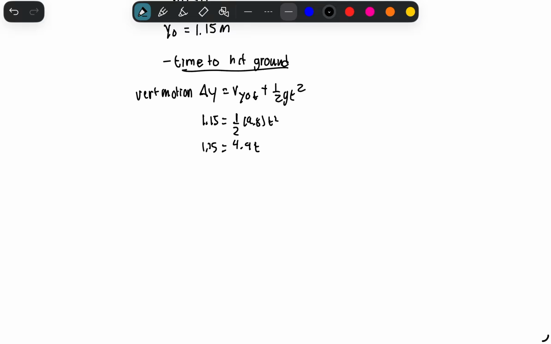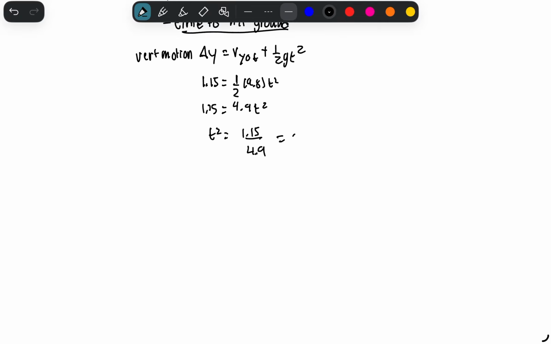So then t squared would equal 1.15 divided by 4.9. And this is equal to 0.234694. If you take the root of both sides here, then you get that t is approximately going to equal 0.484 seconds.